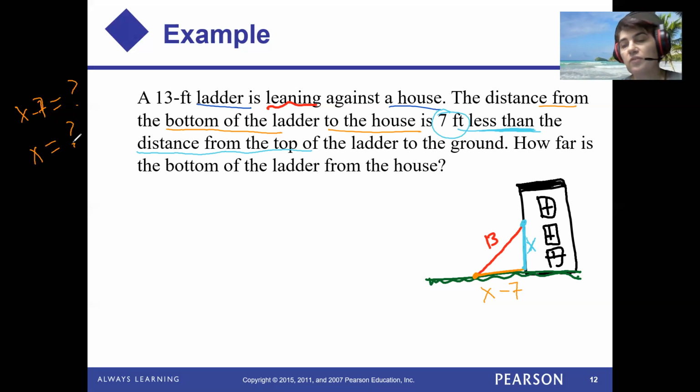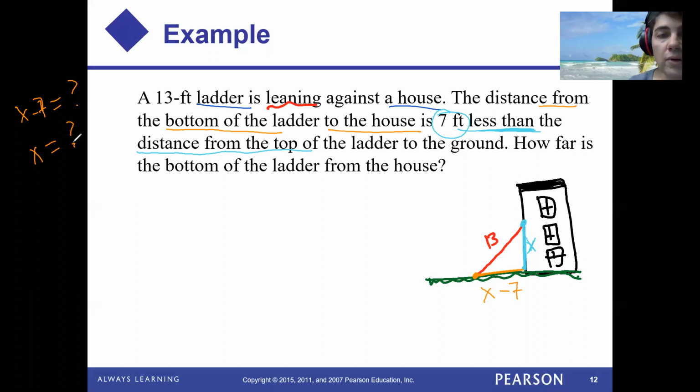So here, we could have put X to be the orange and the other one would have been X plus 7. Hold on, let's make it get right. The distance from the bottom of the ladder to the house is 7 feet less than the distance from the top to the ground. Okay, that's it, right? So we could have put orange to be X and the other one would have been X plus 7 then, right? I hope we got it right. Distance from the top of the ladder to the ground, 7 less.